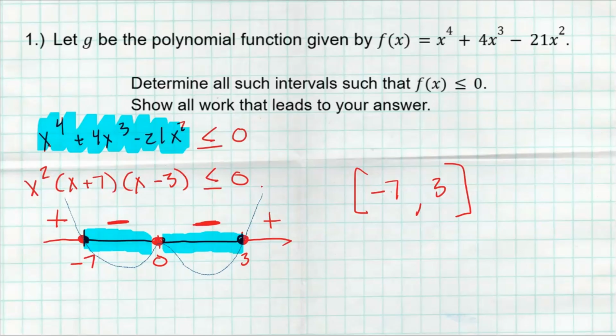I am allowed to equal 0, so I don't have to mention 0 because it's already falling in between -7 and 3. So anywhere in this interval right here is where we see we are less than 0, negative, or equal to 0. So it's kind of a tough problem a lot of kids struggle with, but hopefully I made that pretty simple for you.